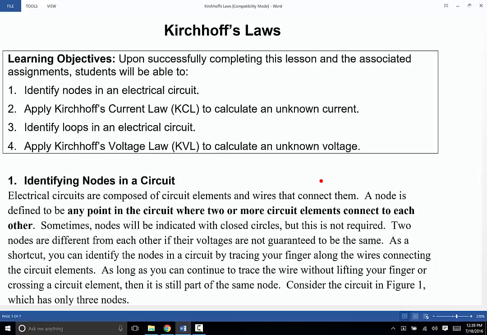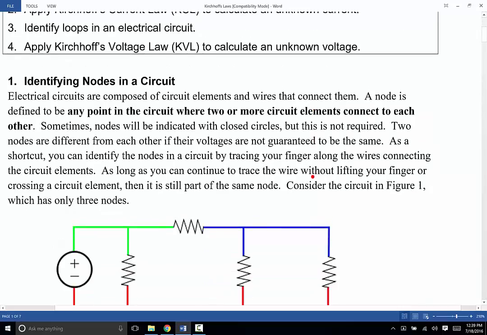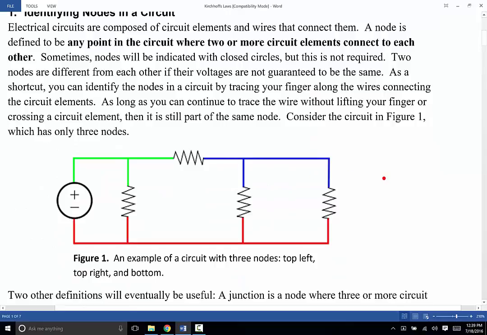A node is simply any point in the circuit where two or more circuit elements connect to each other. So you could think of it as like an intersection in a road. Here you can see an example of a circuit that has three nodes. And it turns out that being able to identify the nodes in a circuit is a very valuable skill.